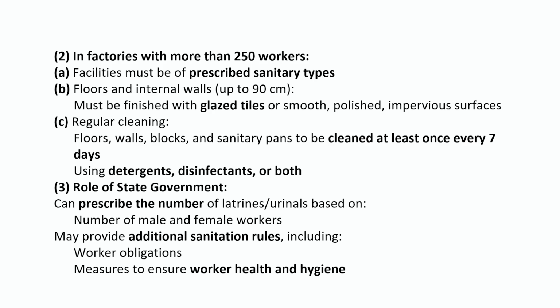The state government can prescribe the number of latrines and urinals based on the number of male and female workers. It may also provide additional sanitation rules, including the workers' obligations, and measures to ensure workers' health and hygiene.